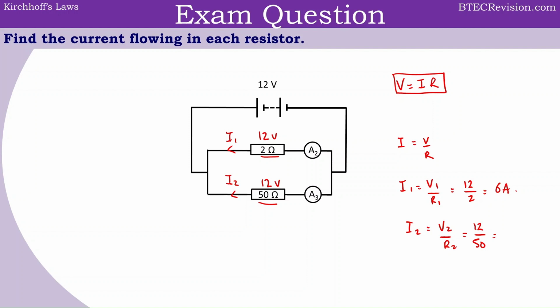which gives us a value of 0.24 amps. And if we add these two up, we get the current in the circuit. So that will be 6.24 amps. Just be I.